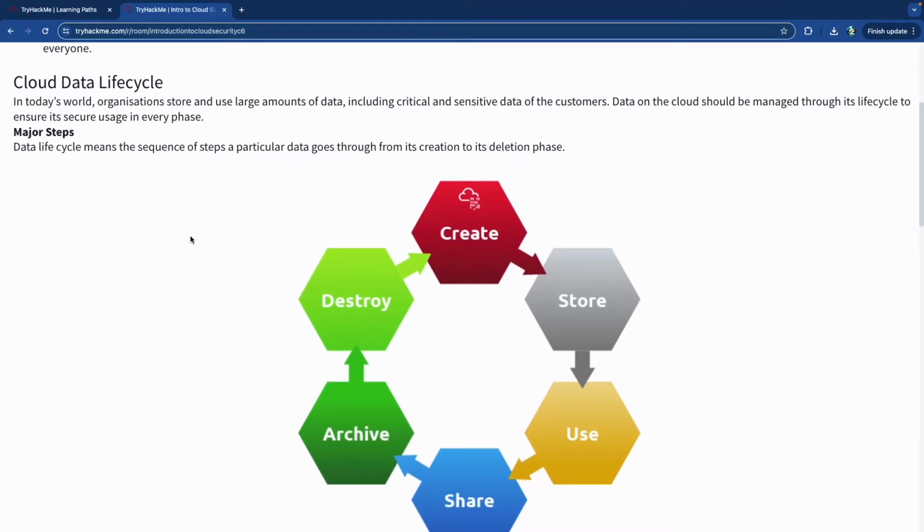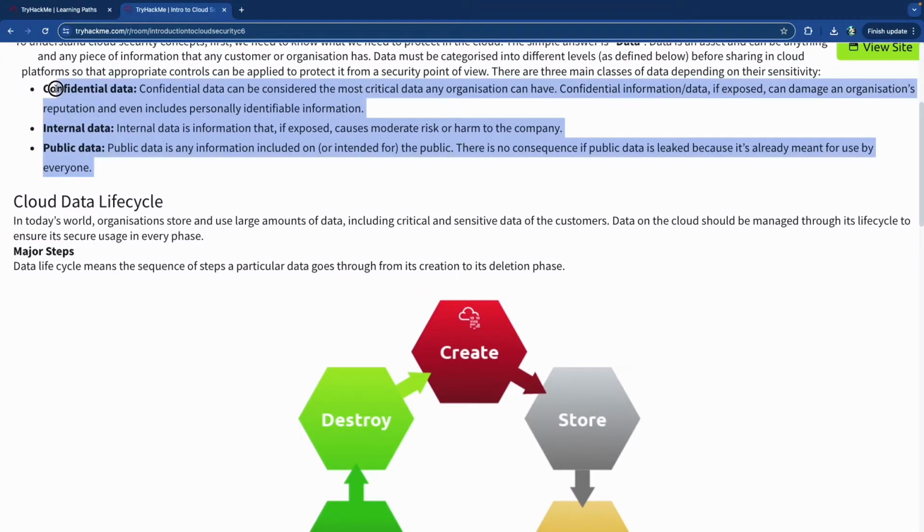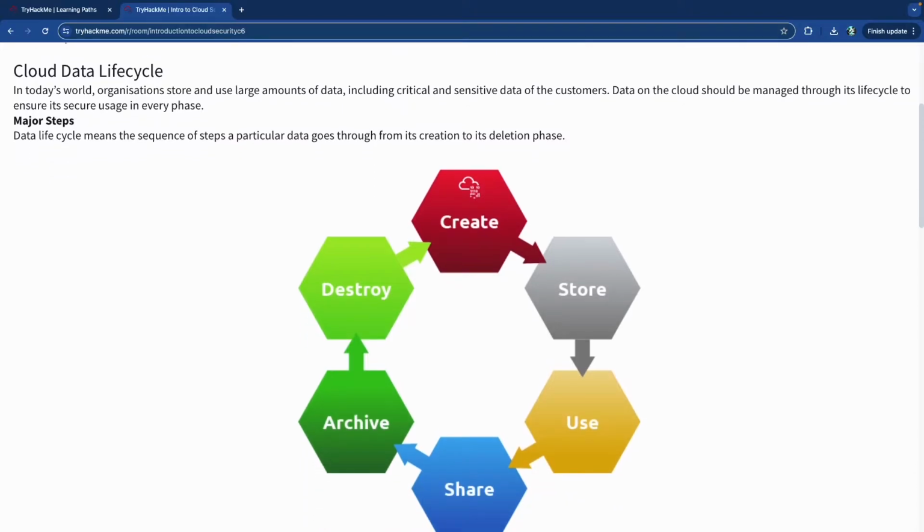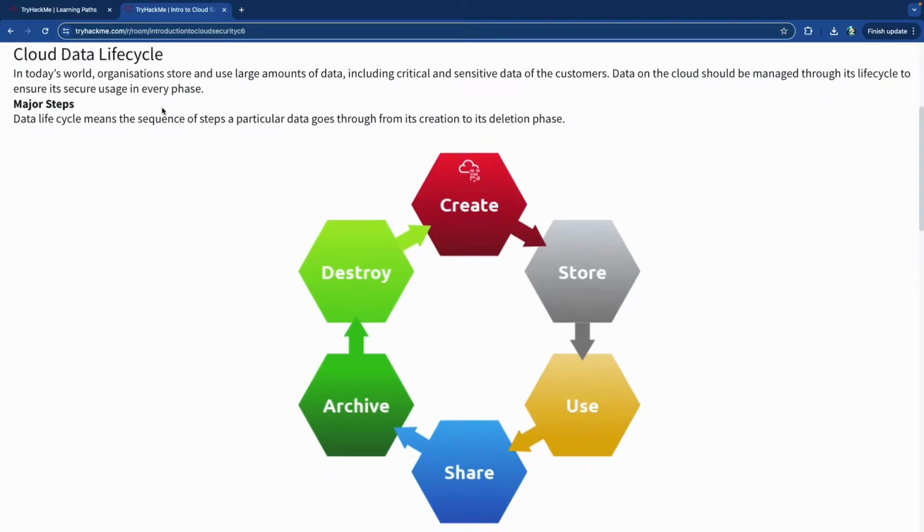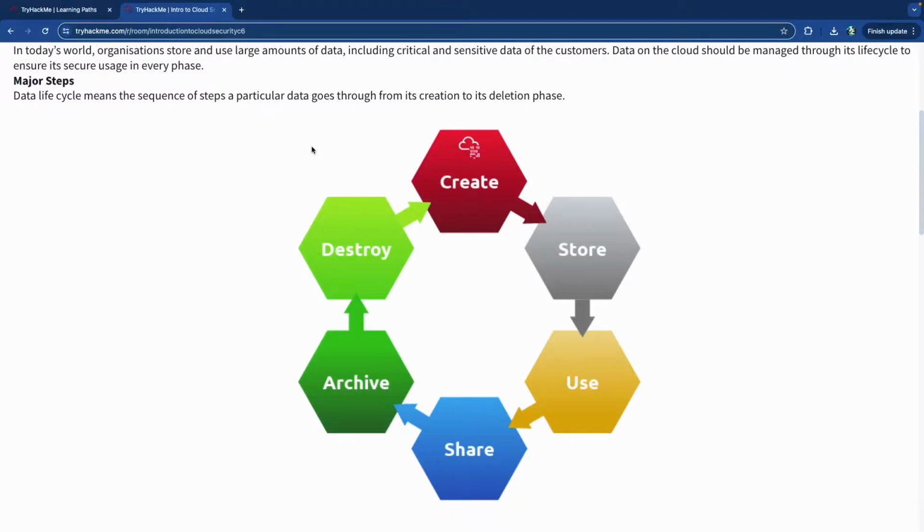So when you look at these categories of information, you can consider their life cycle, the data life cycle. And in the modern world, companies use and store large amounts of data, including critical and sensitive data of their customers. And if that stuff is on the cloud, it needs to be managed through the life cycle to ensure secure usage in every phase. So these are the phases.